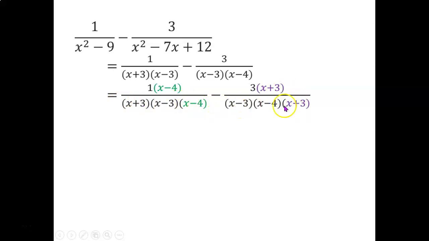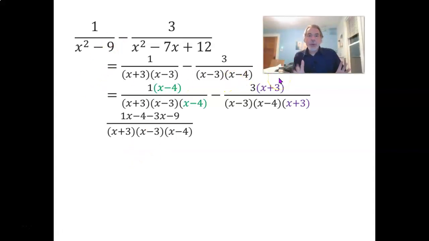And now they both do have the same denominator as each other, so I can go ahead and do the subtraction. The bottom is just that same denominator. It's got those three factors all multiplied together: x plus 3 times x minus 3 times x minus 4.